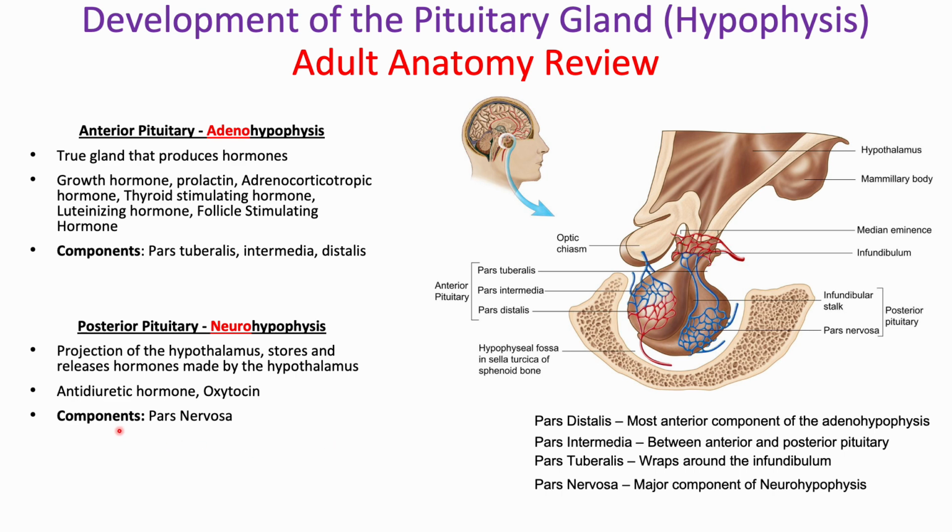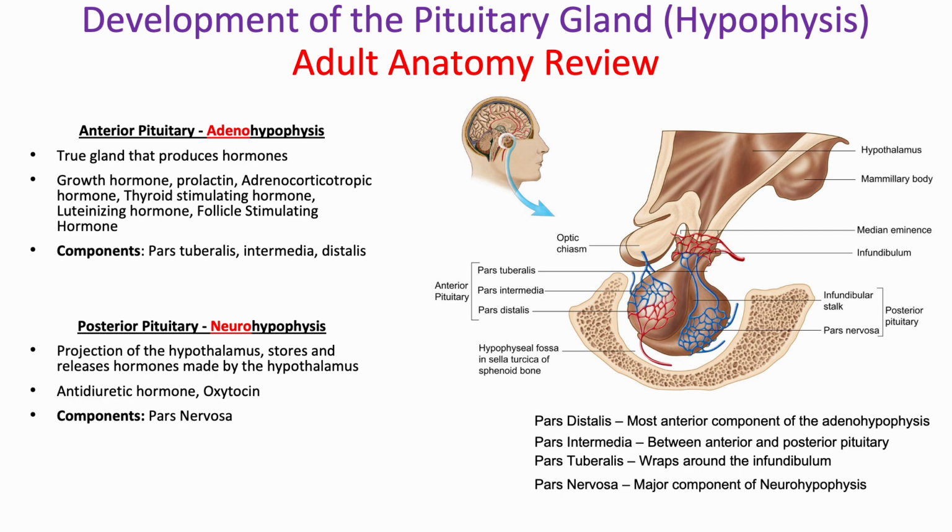And another name for this is going to be the pars nervosa. So this is this whole posterior region of the pituitary. So big overview: anterior pituitary, posterior pituitary. Anterior pituitary is made of a couple different components. We have the pars tuberalis, which is wrapping around the infundibular stalk. We have the pars intermedia, which is separating the anterior and posterior pituitary, and then the majority of the anterior pituitary is going to be derived from the pars distalis.